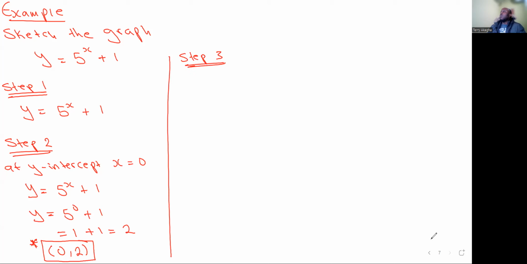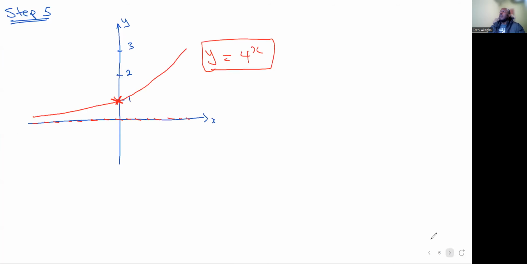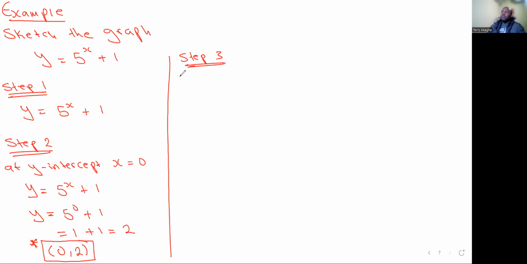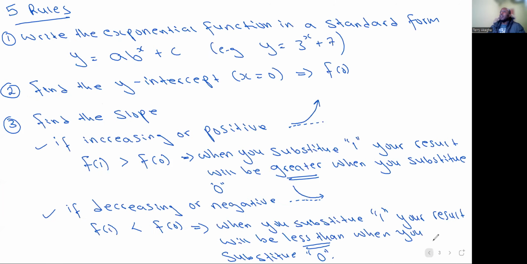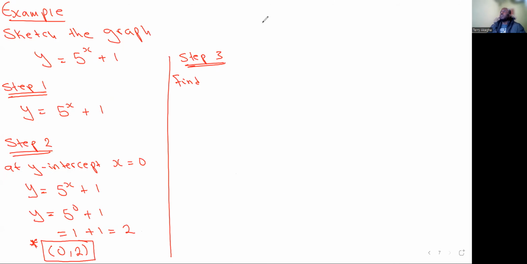Then we'll go to step 3. What is step 3? We're told in step 3 that we need to find if it's increasing or decreasing. So we're going to find the slope. To find the slope, we substitute x is equal to 1 and x is equal to 0 into the function and see which is greater or less. If it's greater, it's increasing. If it's less, it's decreasing. Okay, so let's solve this.